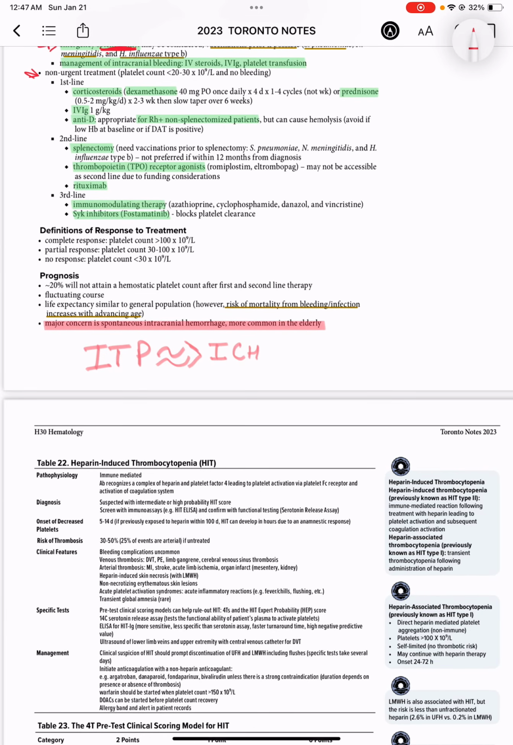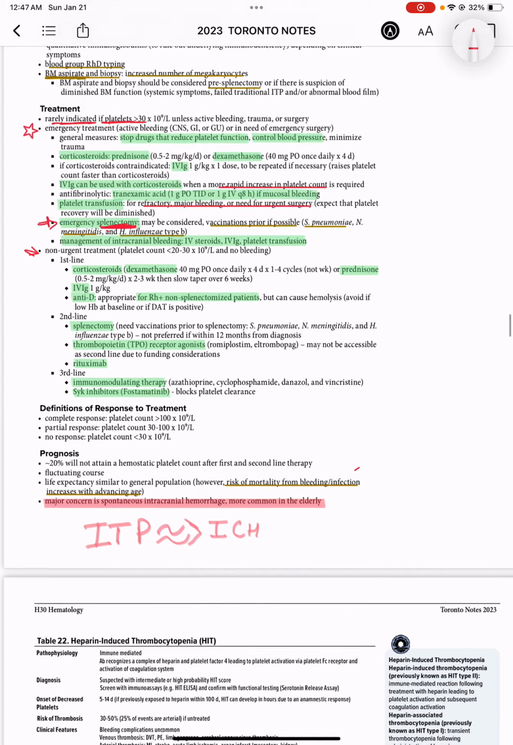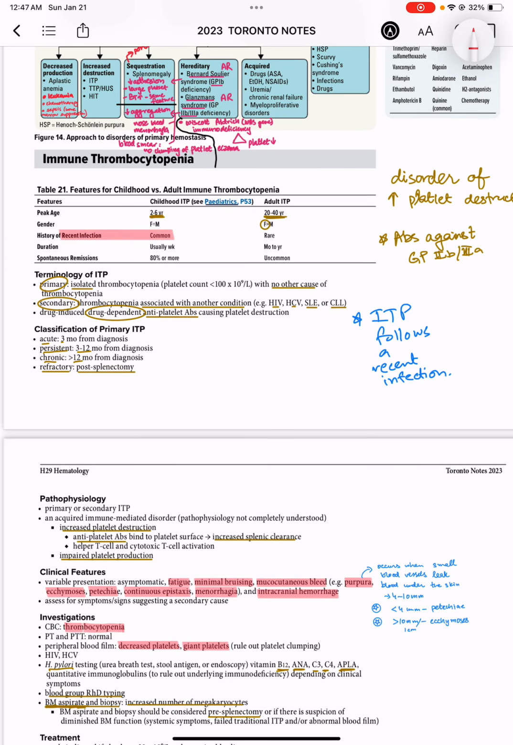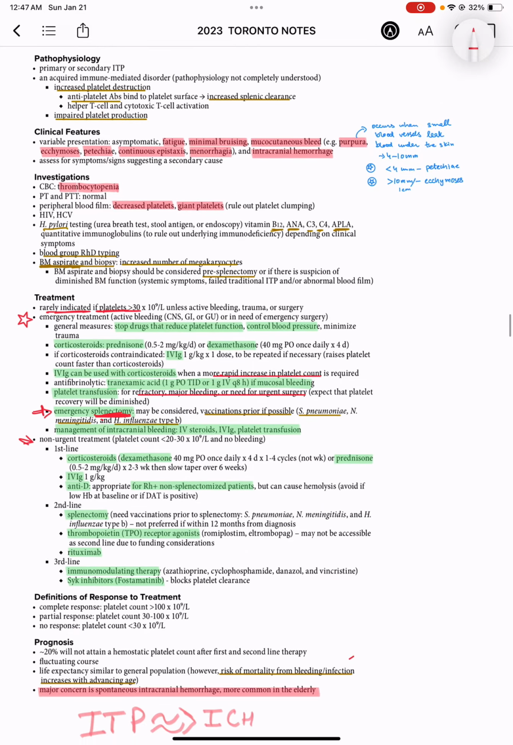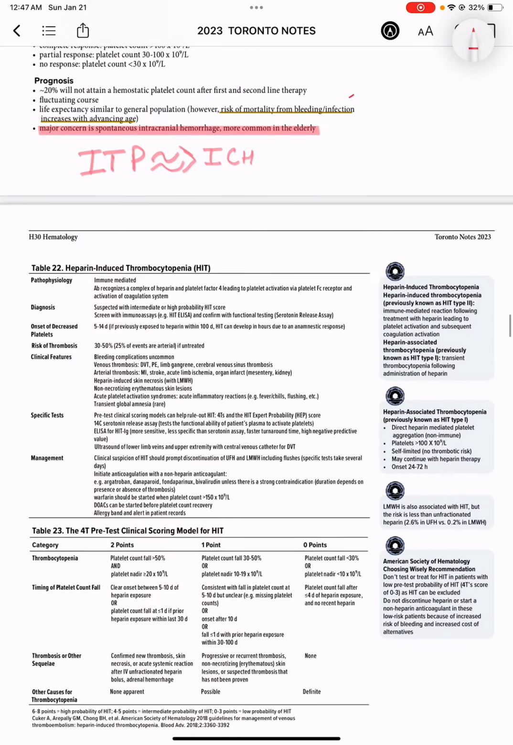The risk of mortality from bleeding or infection increases with advancing age. So prognosis: 20% will not attain a hemostatic platelet count after first and second line therapy. There is a fluctuating course, but the risk of mortality from bleeding and infection increases with advancing age. So this was ITP, right? This is the diagnosis of exclusion. Things to remember is it usually follows a recent infection, and then PTT is normal, and the treatment is important.